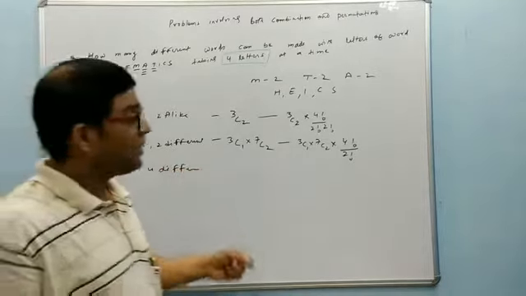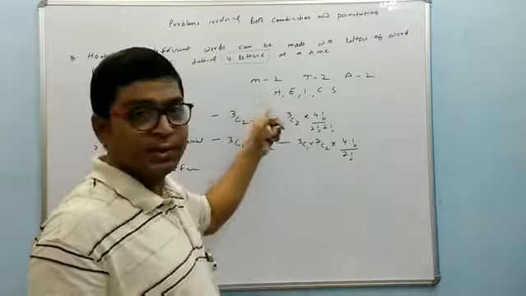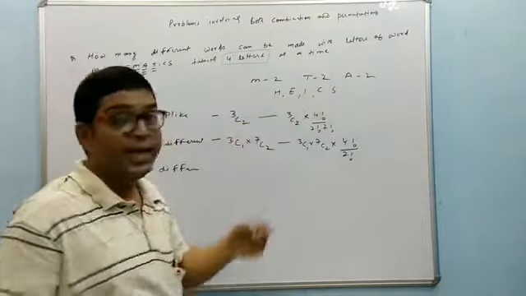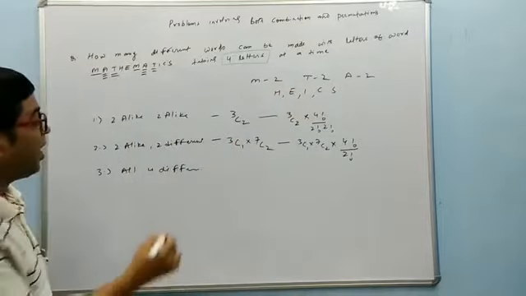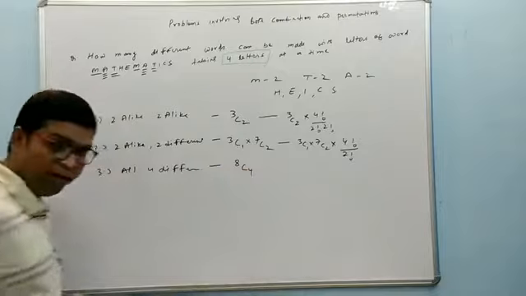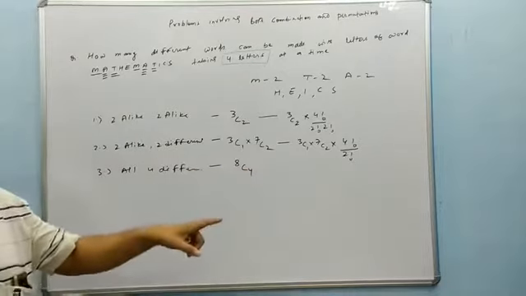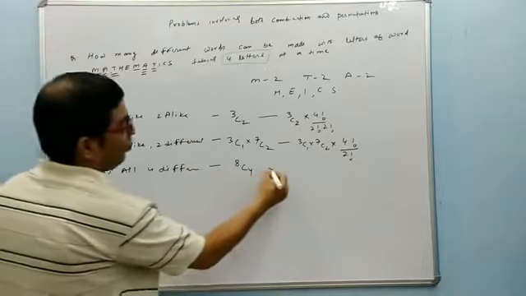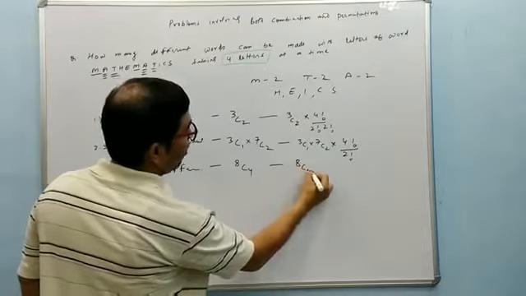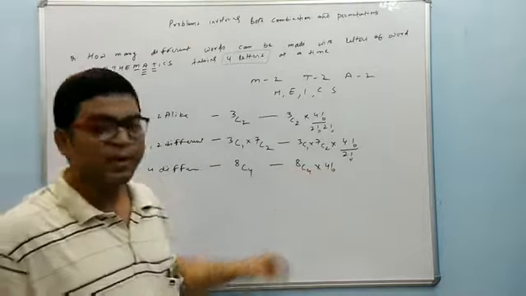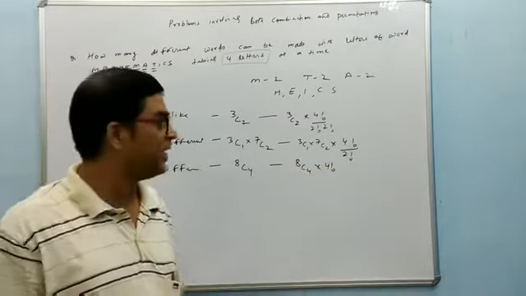How many different things are there in the letters of the word MATHEMATICS? 1, 2, 3, 4, 5, 6, 7, 8 different things are there. Out of 8 different things, I have to select 4 different things. So 8C4, this is just the selection. Now after selection, I have to arrange them: 8C4 into 4 factorial, because all 4 are different, nothing to be divided by, because no repetition is there.